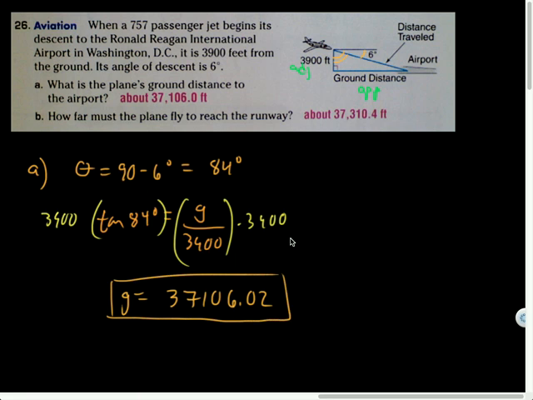And then let's just talk about the last thing. How far must the plane reach to the runway? So they're talking about the actual distance from the plane's nose, which is the hypotenuse in our case. The distance traveled, they're saying.